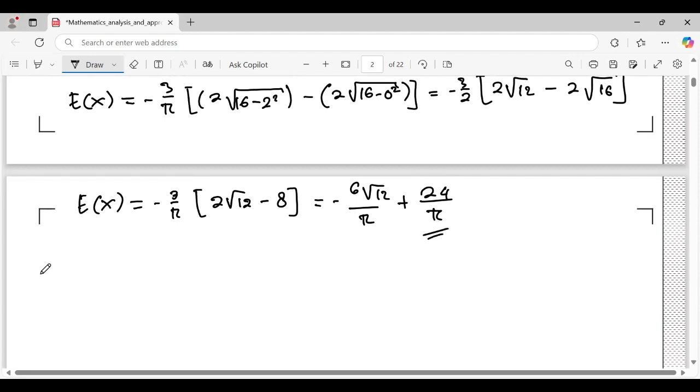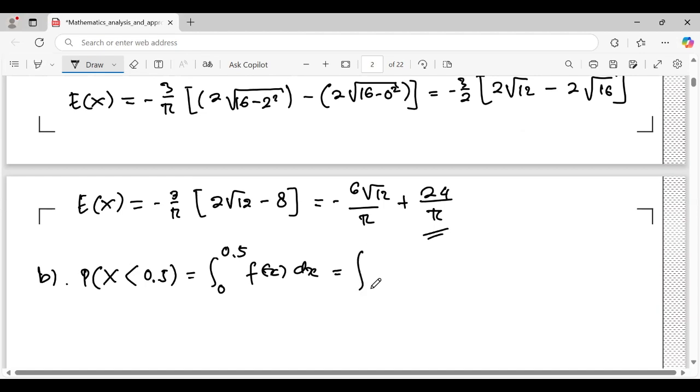This one. Part B, we're going to find the probability x less than 0.5. It is the integral from 0 to 0.5, because this is 0.5, of f(x) dx, integral 0 to 0.5 of 6 over pi square root of 16 minus x squared dx.